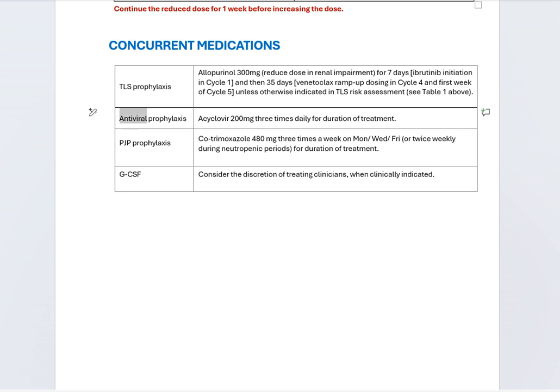Antiviral prophylaxis. Acyclovir 200 milligrams 3 times daily for duration of treatment. PJP prophylaxis. Cotrimoxazole 480 milligrams 3 times a week on Monday, Wednesday, Friday, or twice weekly during neutropenic periods for duration of treatment. GCSF. Consider at the discretion of treating clinicians when clinically indicated.